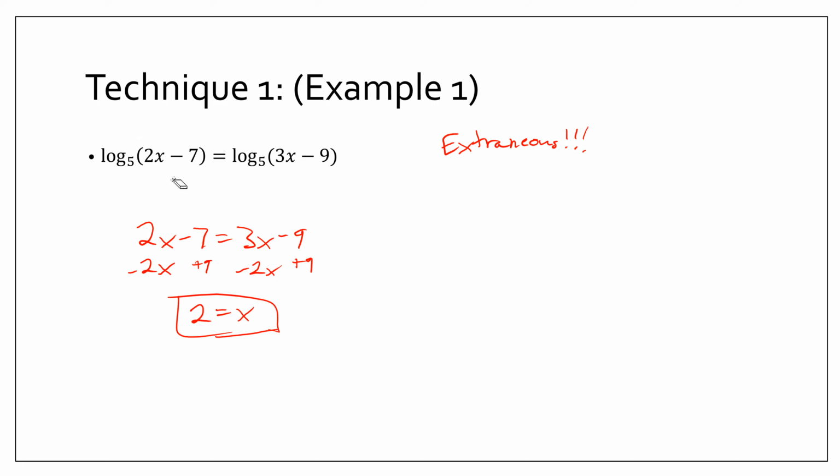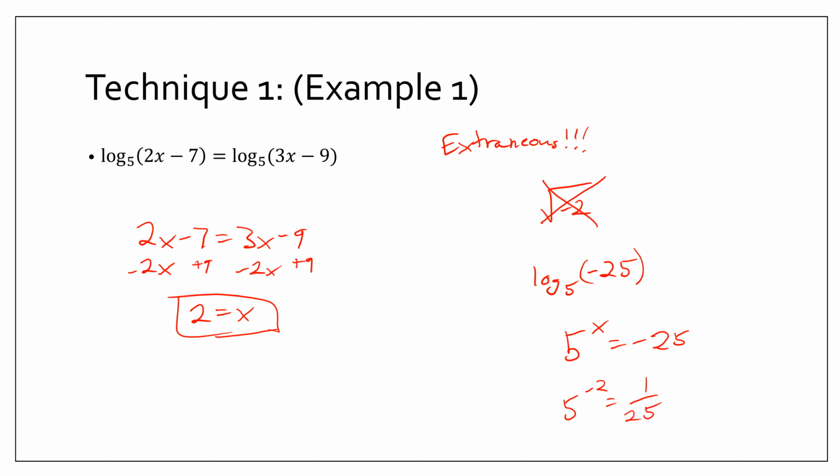Just like with square roots, where I'm not allowed to have negatives, as it turns out, with logarithms, I'm also not allowed to have negatives. And I did explain this in a previous video, but think about it. What power of 5 gives me negative 25? Well, it's not negative 2, because that reciprocates. 5 to the negative 2 is 1 over 25. So there's no way to get it.